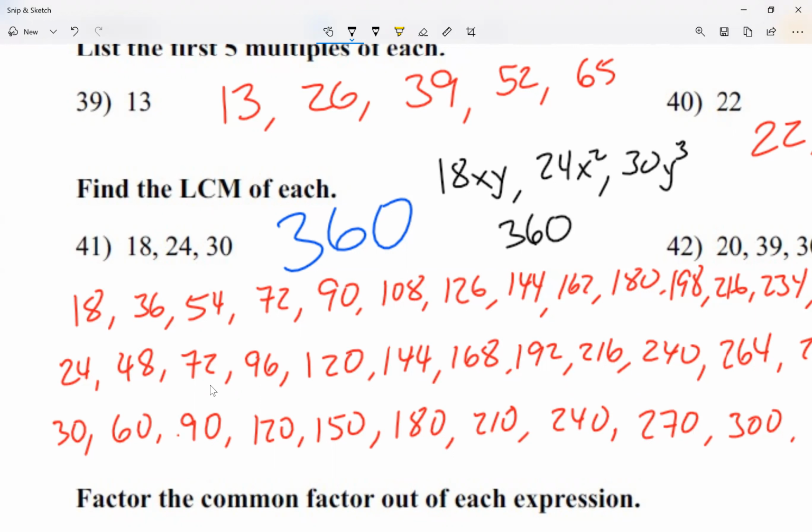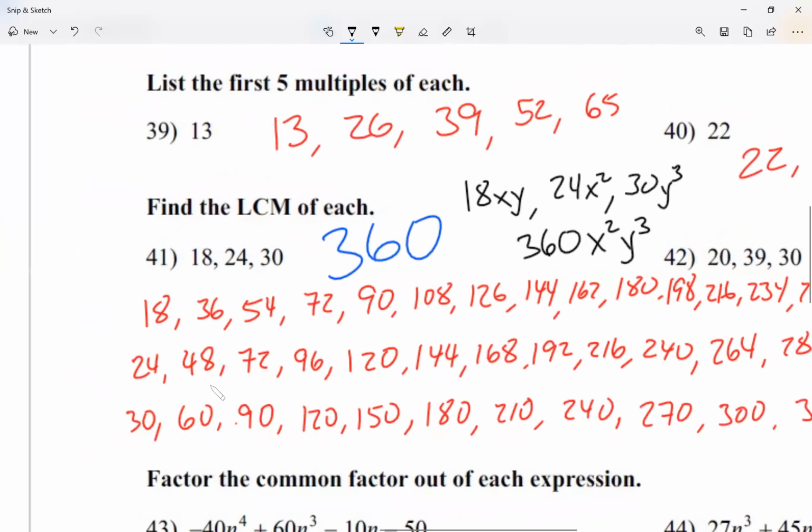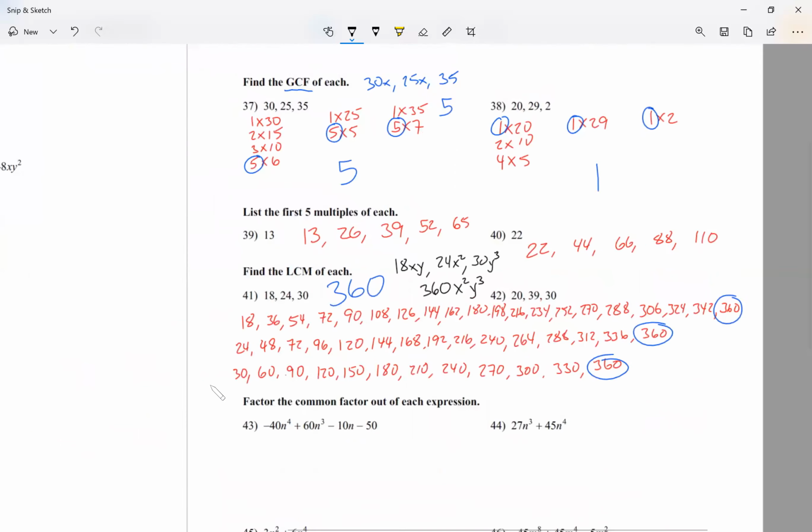Now, letter-wise, for the least common multiple, I'm going to have x to the second, y to the third. For least common multiple, the x, they don't all need it. For factors, they do, but for multiples, they don't. I just go with the biggest exponent of x, and then for the y as well, I go with the biggest exponent of y. So my answer would be 360 x squared y to the third. Just a quick review on letters. So there you go. You should be okay.